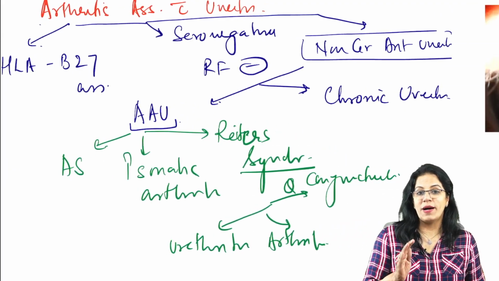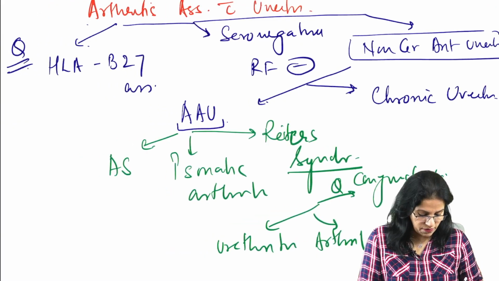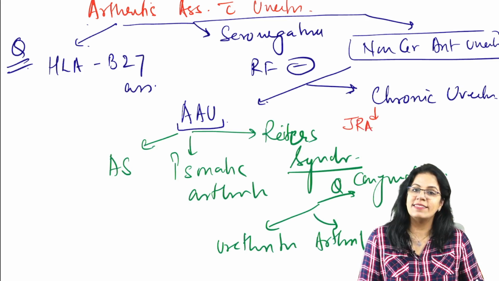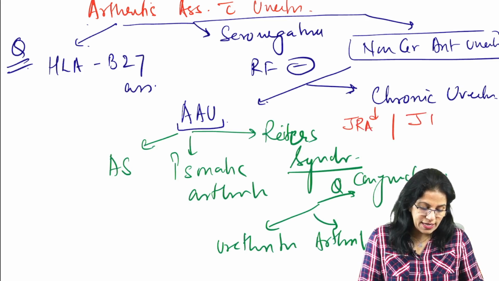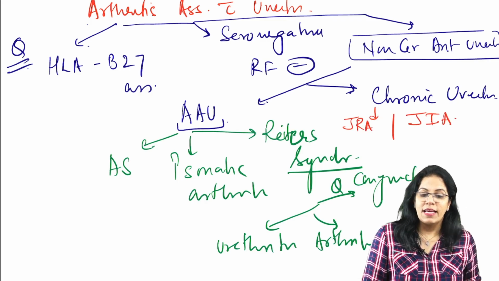Right. So, this was a baseline. Now, you know where you are. Coming to juvenile rheumatoid arthritis. Under the chronic, we are going to learn juvenile rheumatoid arthritis. What's the new name of juvenile rheumatoid arthritis? We also call it juvenile idiopathic arthritis. What are the points to remember? How do you define JRA?